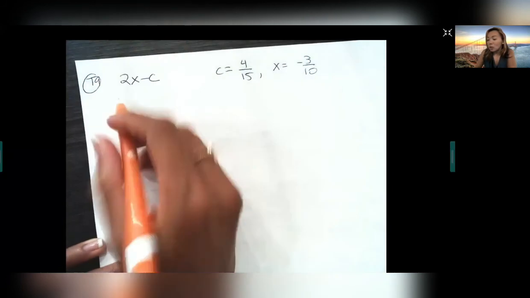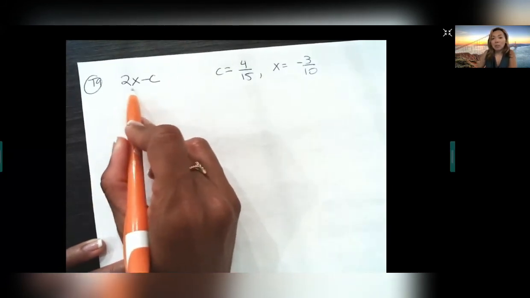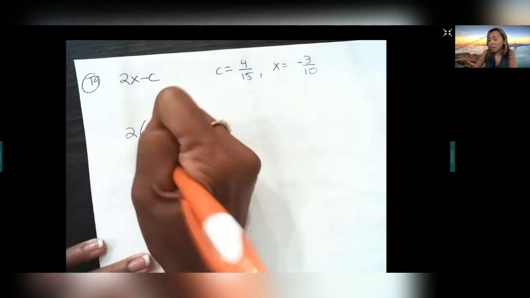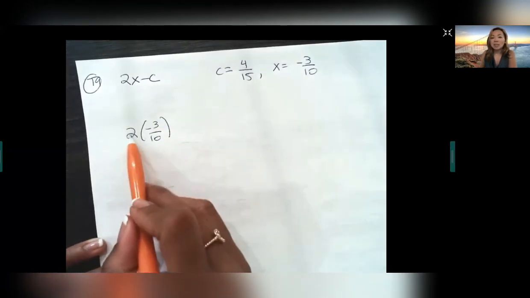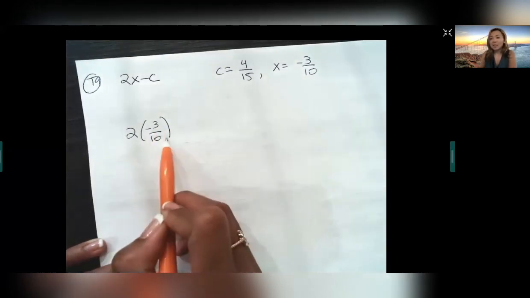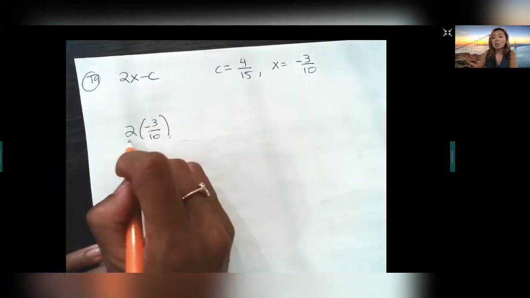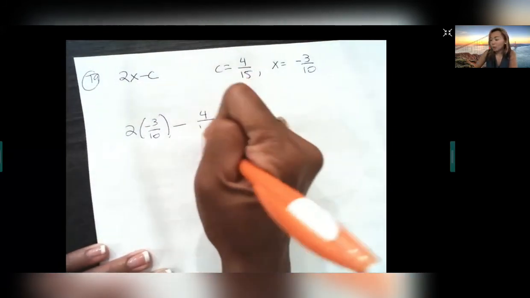So whenever you have a number and a letter next to each other, that means they're being multiplied with each other. So 2 times x. So here, 2 times negative 3/10. So I'm going to put it next to each other. A lot of students sometimes see this as 2 minus 3/10. That is not the case. Remember, if you have a parentheses next to another object, those two things are going to be multiplied with each other. Minus 4 over 15.